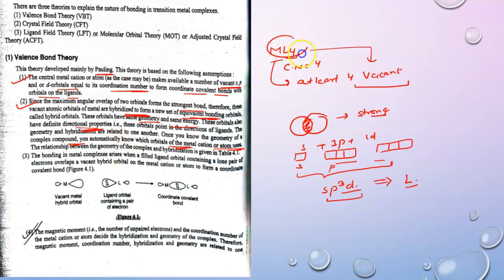Once you know about the geometry of the complex, you will ultimately understand which orbital is going to get involved. That you'll see in the next part over here. Proceeding to the third part.